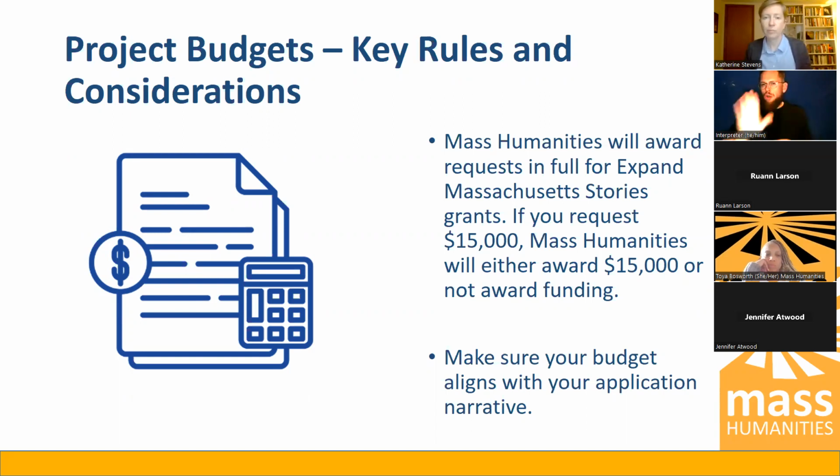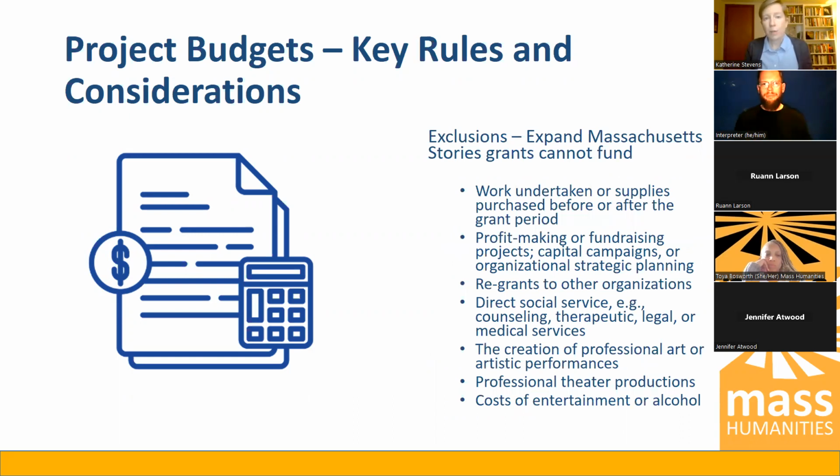I'm going to go over what Mass Humanities Expand Massachusetts Stories grants cannot fund. This is the list that is in your grant guidelines, but I think it's helpful to repeat these here. We cannot fund work undertaken or supplies purchased before or after the grant period. We can't fund profit-making or fundraising projects, capital campaigns, or organizational strategic planning, regrants to other organizations, direct social service such as counseling, therapeutic, legal, or medical services. And we do not fund the creation of professional art or artistic performances, professional theater productions, the cost of entertainment, or alcohol.